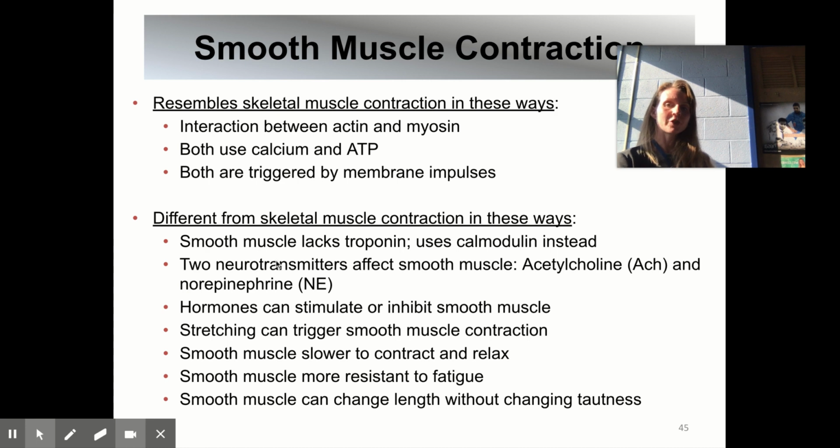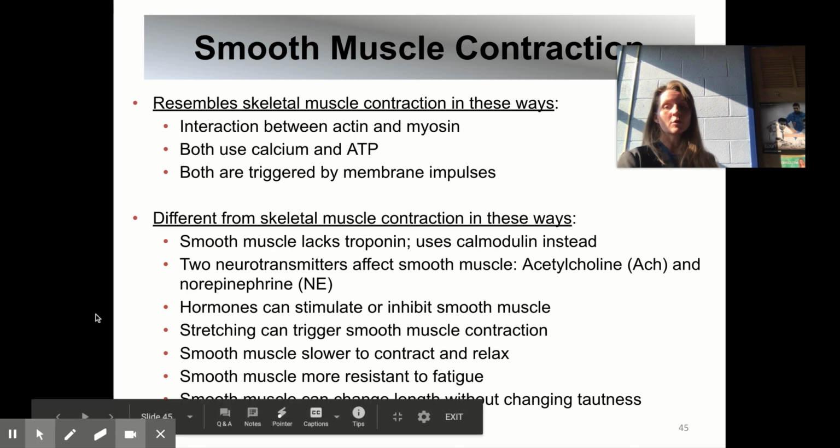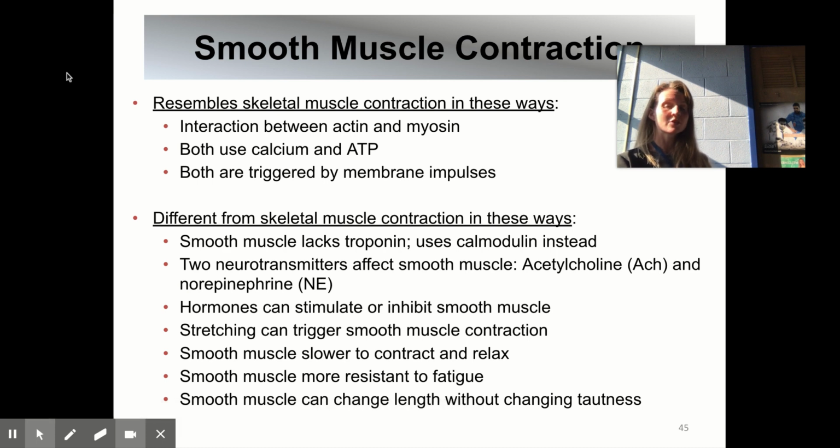Two neurotransmitters affect smooth muscles, acetylcholine and norepinephrine. Norepinephrine is part of your fight or flight response in your body. Okay. Hormones can stimulate or inhibit smooth muscles. So this is like a hormone response. All right. Stretching can trigger smooth muscle contractions. All right, smooth muscles are slower to contract and relax than skeletal muscles. Smooth muscle is more resistant to fatigue, and smooth muscles can change length without changing their tautness.